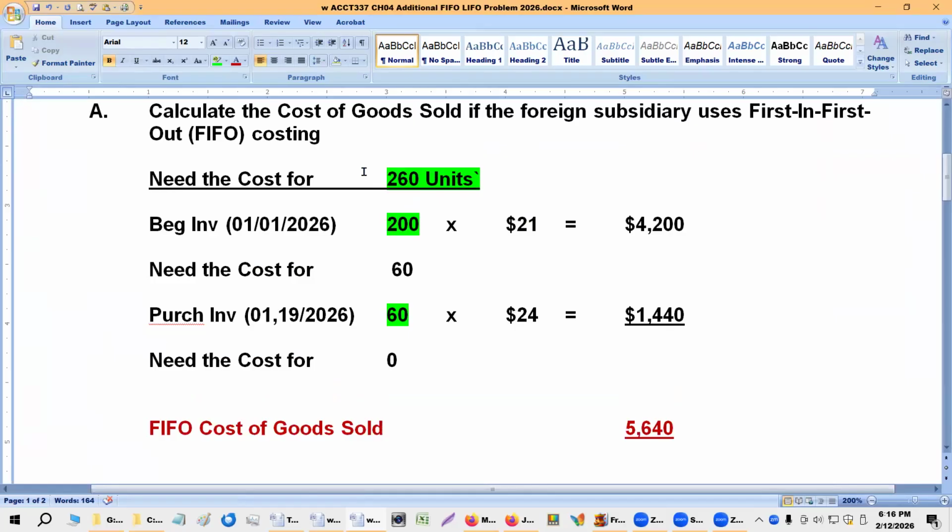And in international standards, FIFO is perfectly fine. In fact, it's probably the way most things do flow, first in, first out. And notice if you sold something, say, on January 3rd, it had to have come from this beginning inventory because this inventory wasn't there yet. So this definitely is the most accurate as far as the actual flow of goods. So that's FIFO cost of goods sold.